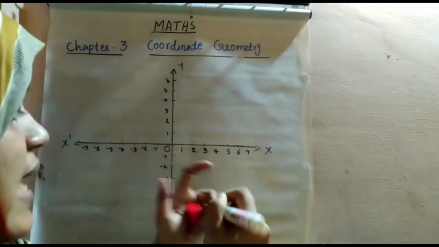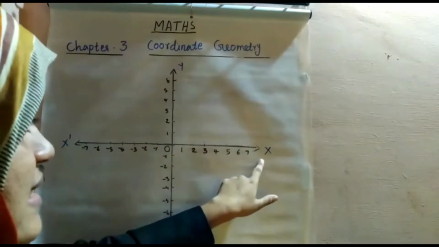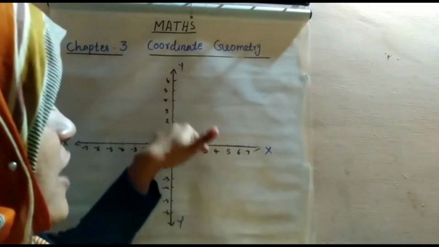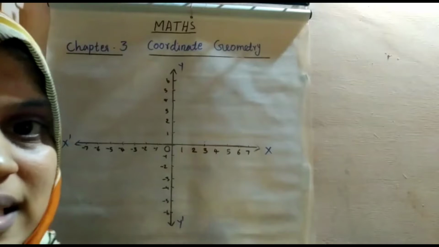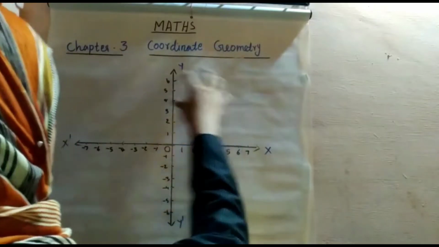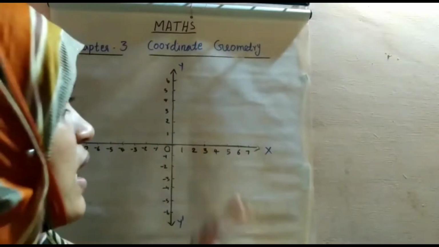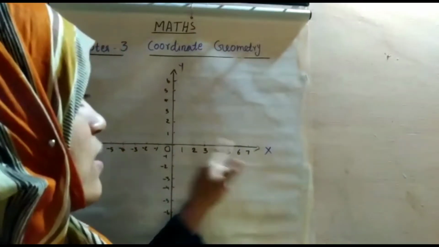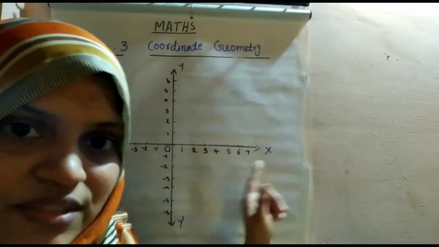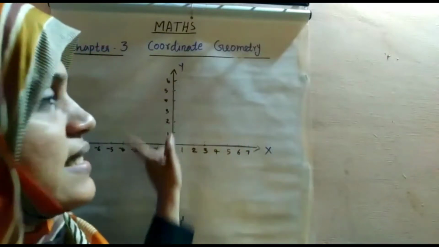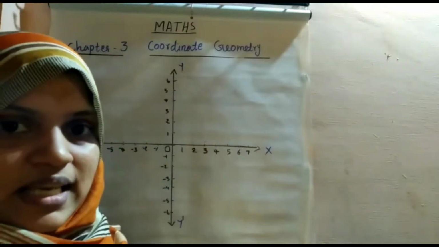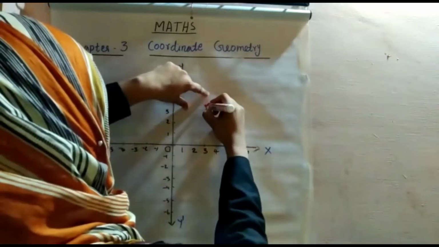See, this xy axis divides this Cartesian plane into 4 parts, isn't it? This is first one, second, third, fourth. So these 4 parts we are calling, that means this coordinate axis, xy axis, divides this Cartesian plane or coordinate plane into 4 quadrants. Quadrants, we are calling quadrants.